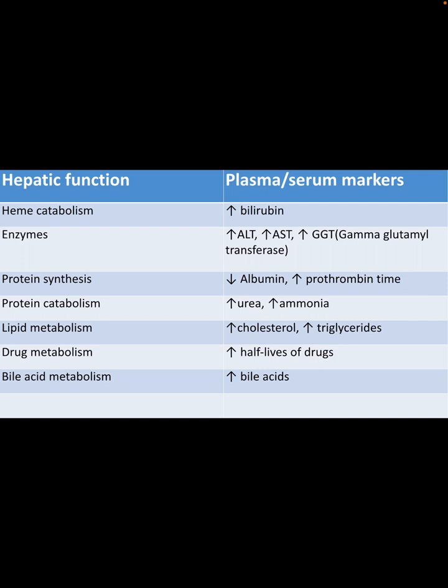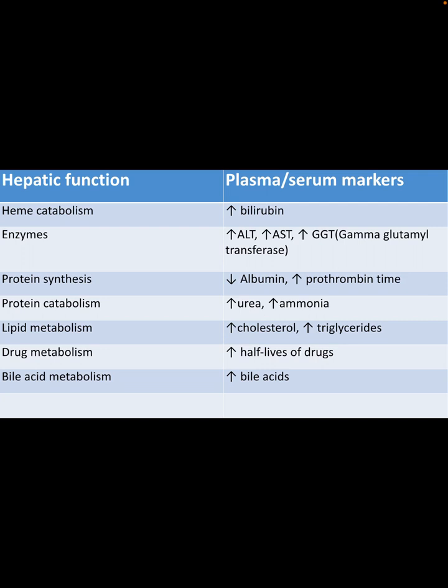Next, we can see the important hepatic functions and their associated plasma or serum markers. In heme metabolism, the serum bilirubin increases. And about the enzymes, you can see the increased activity of alkaline phosphatase, alanine transaminase, aspartate transaminase, gamma glutamyl transferase. And related with protein synthesis, the albumin concentration decreases in plasma, whereas increased prothrombin time also can be noticed. In protein catabolism, urea level increases and also ammonia concentration increases.